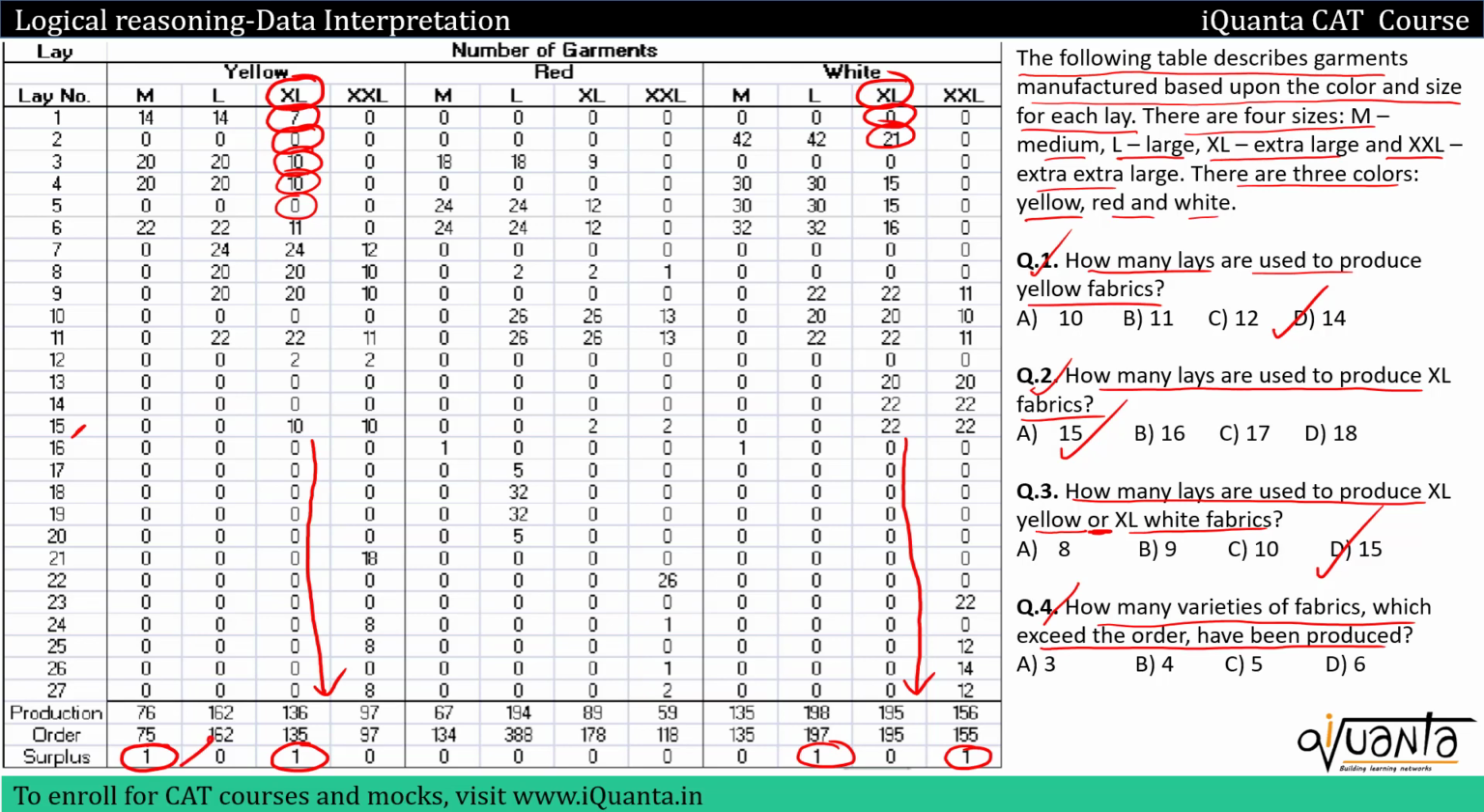So in total 1 2 3 4 varieties of fabrics are there for which extra have been produced, okay, which have exceeded the order. So option B will be the correct answer.